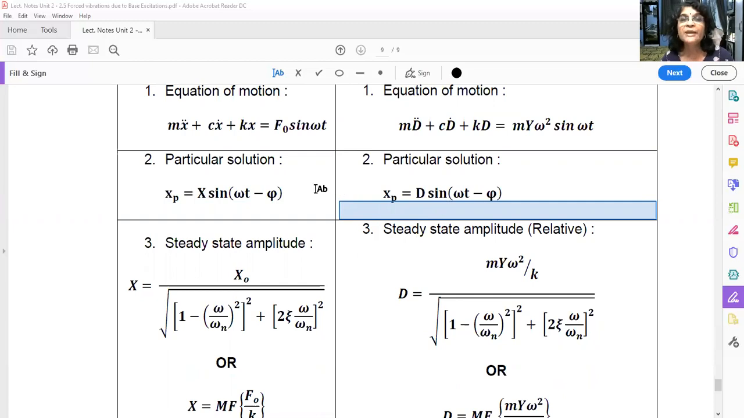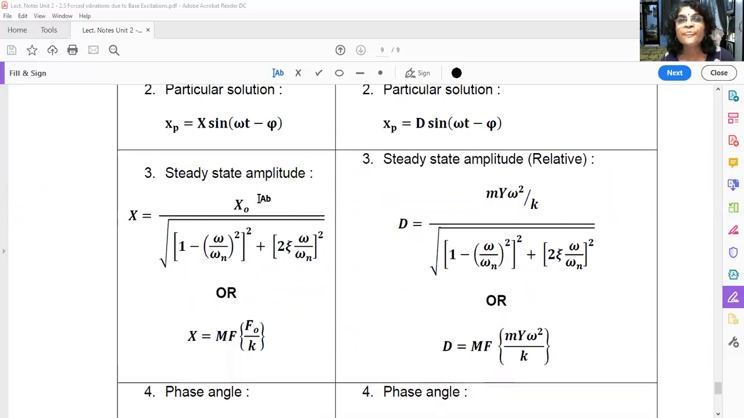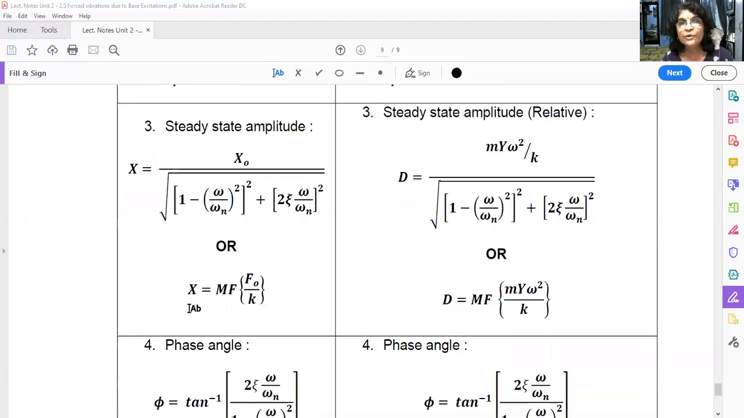Okay. The third comparison is steady state amplitude. The steady state amplitude in case of forced vibration is given as capital X is equal to X0. What is X0 here? Zero frequency deflection, which is F0 upon K, upon the square root of the whole thing. Or we can also write in short, X is equal to magnification factor into F0 upon K. That is X0 into MF, F0 upon K into MF. Okay.